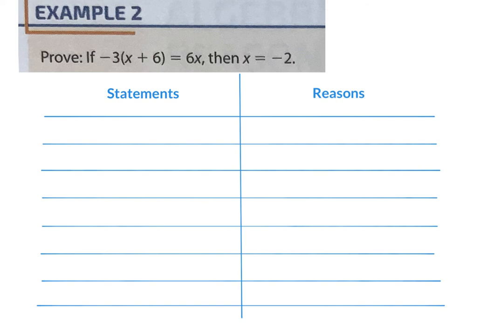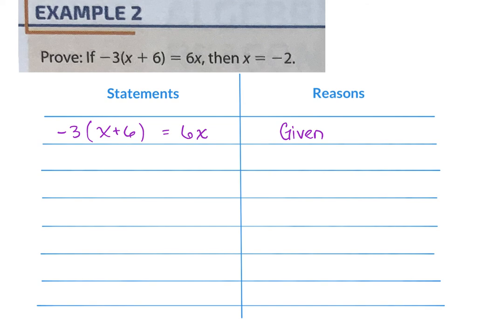In this case, they gave us an if-then statement. If negative 3 times x plus 6 equals 6x, then x equals negative 2. All right, so what is my hypothesis of this if-then statement? That left side, right? And so my very first step for a proof is to write down my given, or my hypothesis. So my first step here is negative 3 times x plus 6 equals 6x. That is my first statement. It will always be your first statement because it will always be given. The reason you can tell me that is because it was given to you.